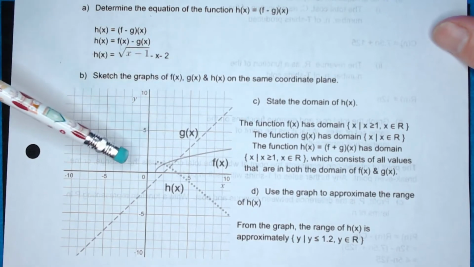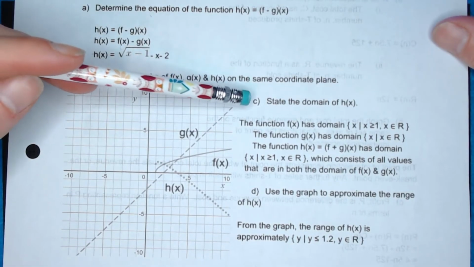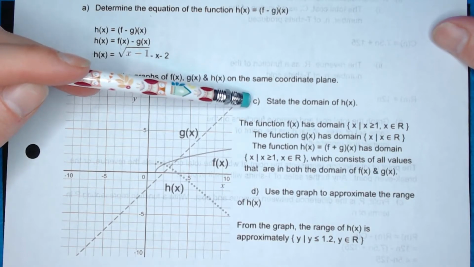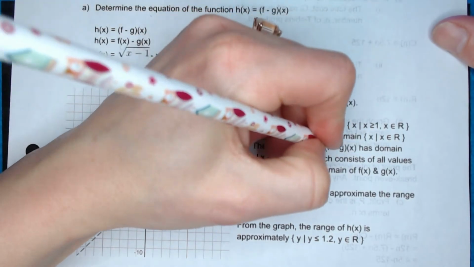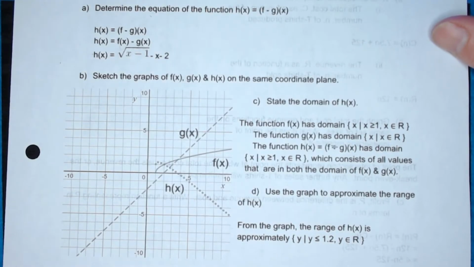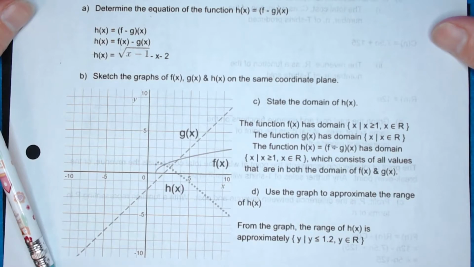Now, this one has a little bit of a trick when you are calculating h of x. Oh, this should be a negative here. F minus g of x. So just make that change on your paper.